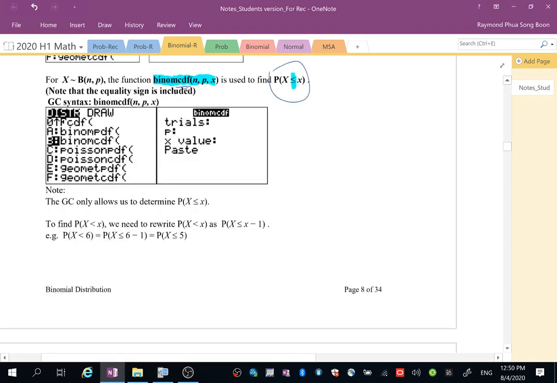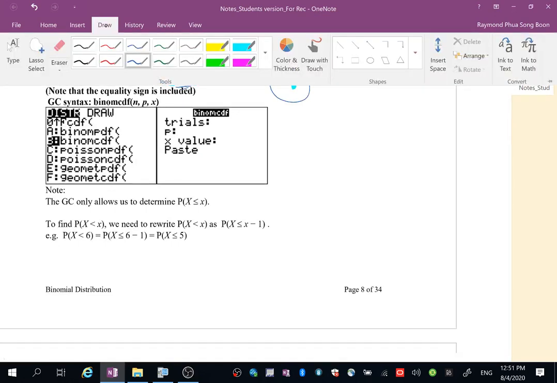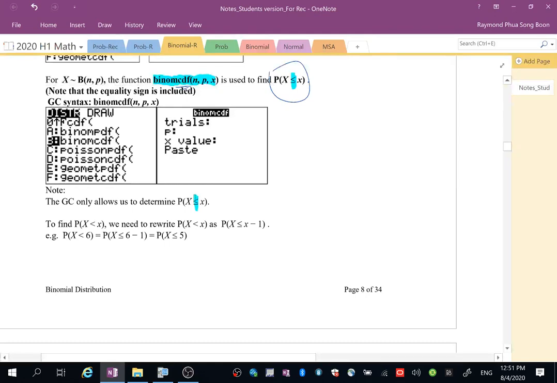As I mentioned just now, for binom CDF, the GC only allows you to determine the probability that random variable X is less than or equal to a particular value. So what happens if what you want to find is the probability that X is strictly less than x?